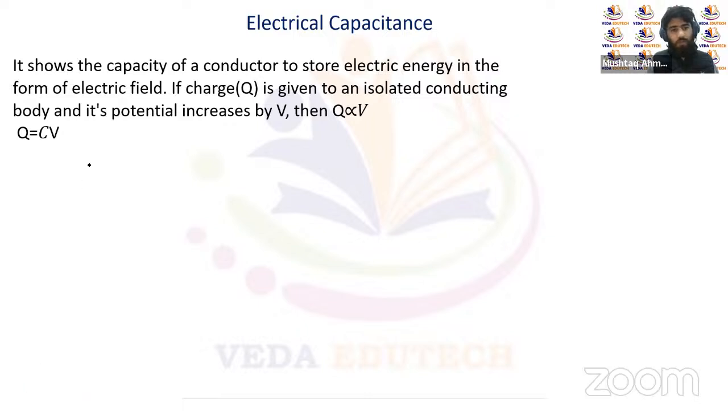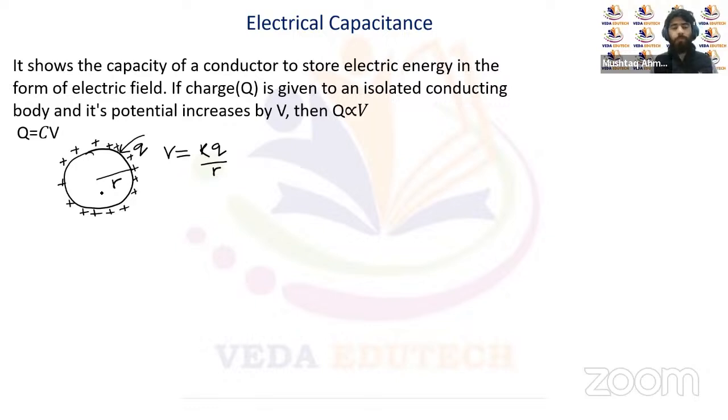Let's suppose that we have a conductor here. This is the conductor, and we are supplying some charge Q on the surface of this conductor. Because of this charge Q on the surface, the conductor has some potential. Let's suppose this is a spherical conductor. Then the potential on the surface of the spherical conductor will be kQ upon R, where R is the radius of this conductor.